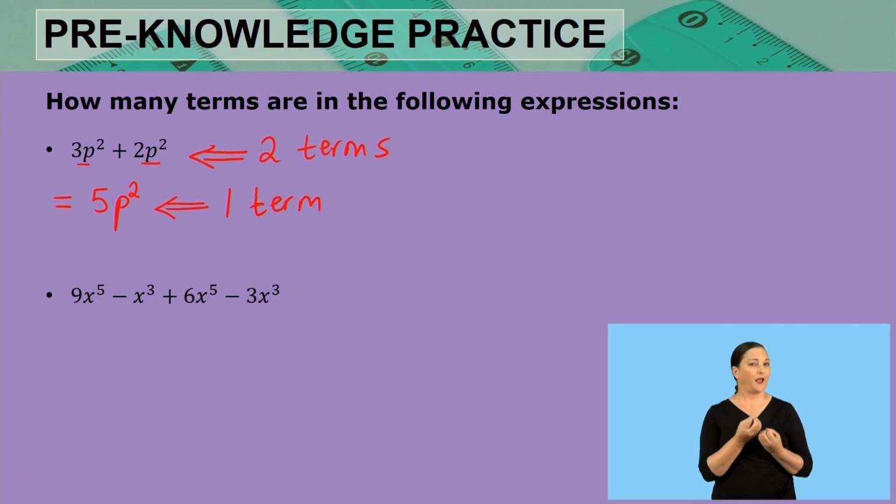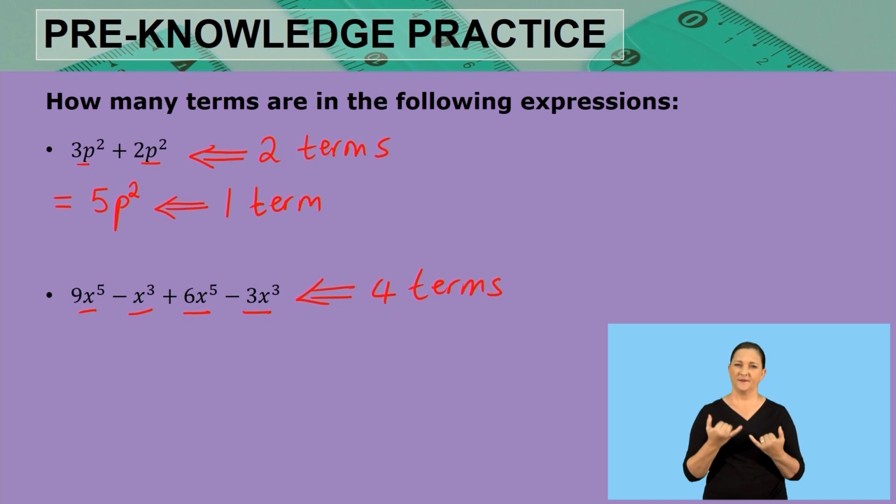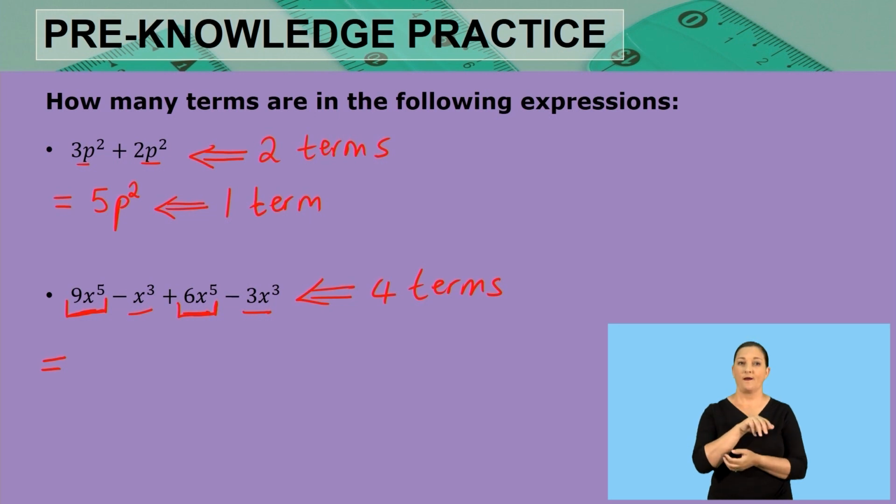So, again, how many terms are in this expression? Now, before we can simplify the expression, let's look at how many terms there are. We have 1, 2, 3, 4 terms. So those are 4 terms. But let's quickly simplify it and then see how many terms there are when it is simplified. So we are going to look for the like terms. And the like terms here are the x exponent 5, and we have another x exponent 5. And because they are like terms, we are going to add them. So that is going to be 9 plus 6, that gives us 15x exponent 5.